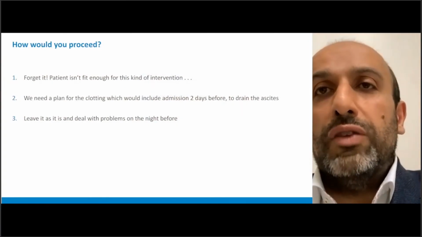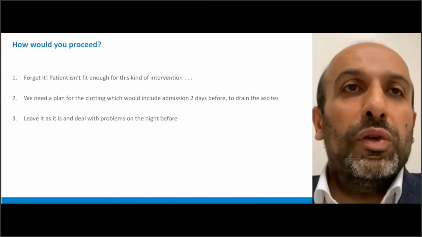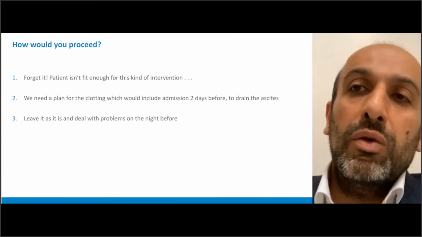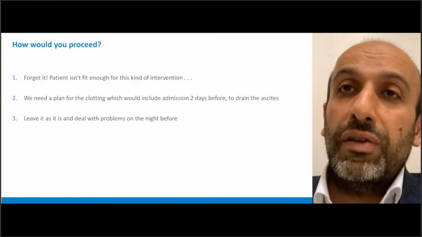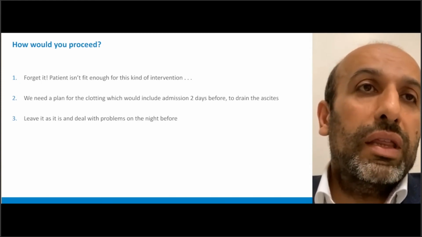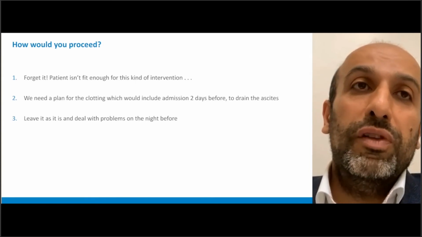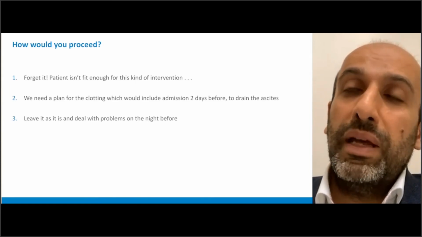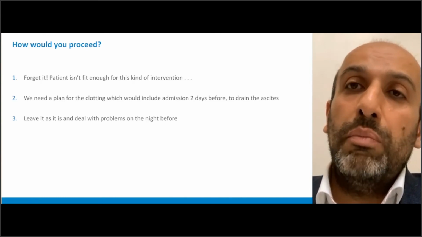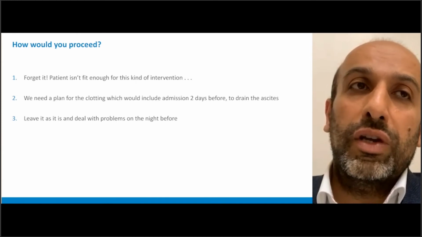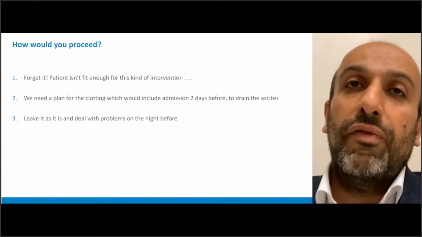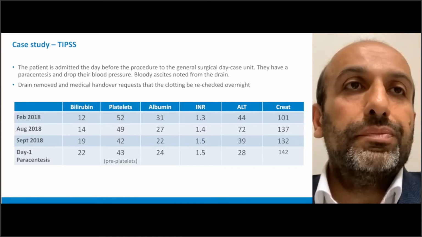So I'm just interested to ask the audience what they would do with that kind of picture and that kind of profile. Would they go ahead with the procedure, or would they turn around and say to the physicians that the patient is not fit enough? Would they think about a plan to improve the clotting and possibly admit the patient beforehand for a couple of days to, one, improve the clotting but also drain the ascites? Or would they bring the patient the night before and then deal with things in the morning?